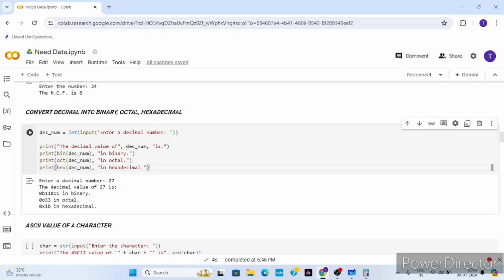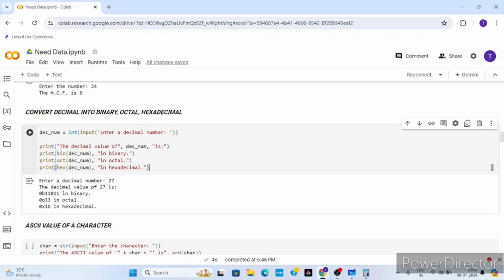The next question is to convert the decimal value into binary, octal and hexadecimal. The decimal value means our values like 20, any number we use in our day-to-day life. To convert it, first we want to know what is meant by binary, what is meant by octal, and what is meant by hexadecimal.